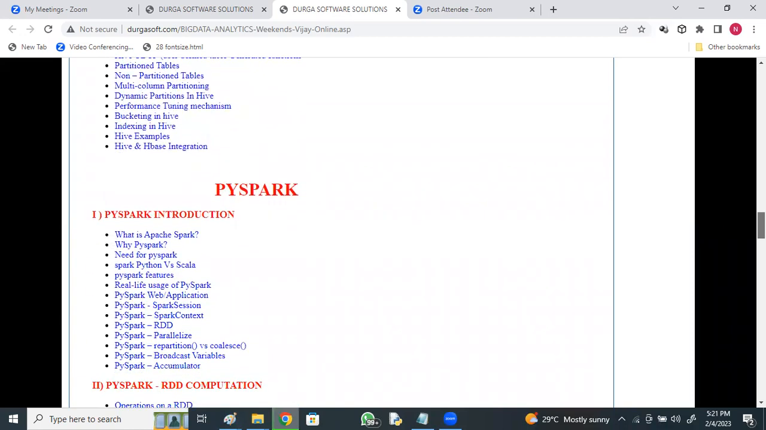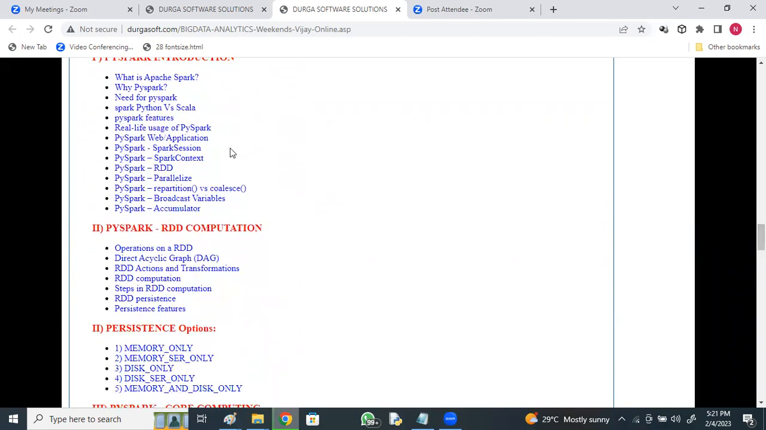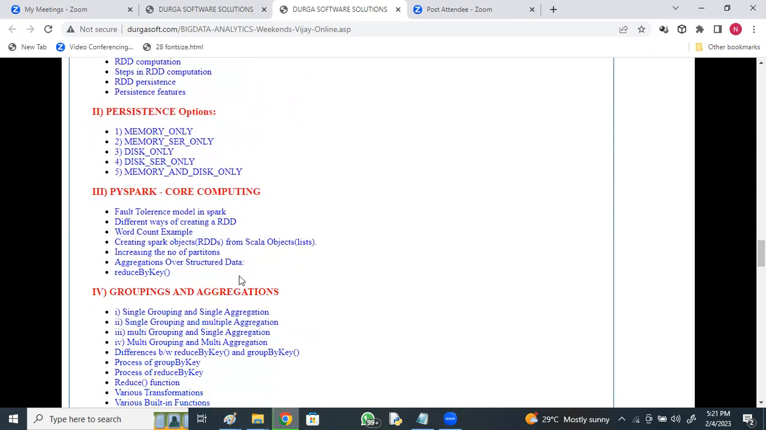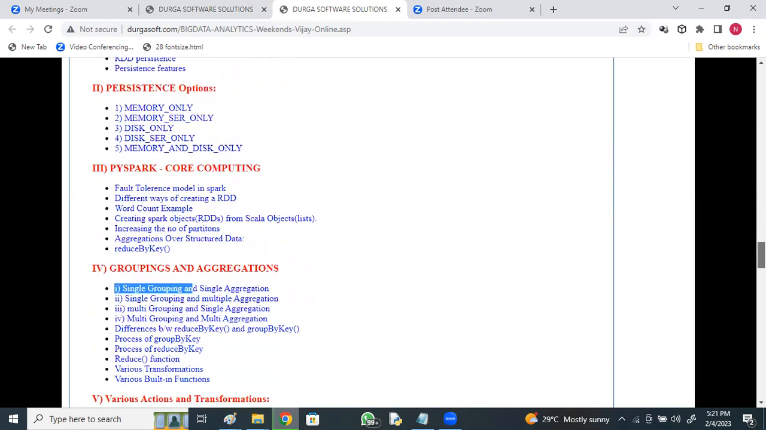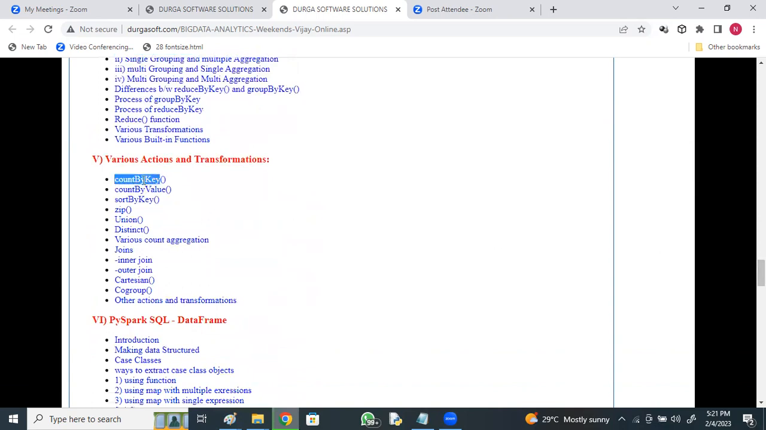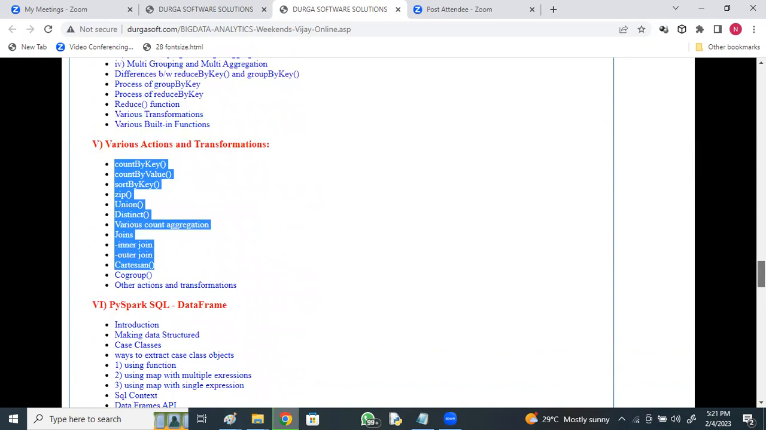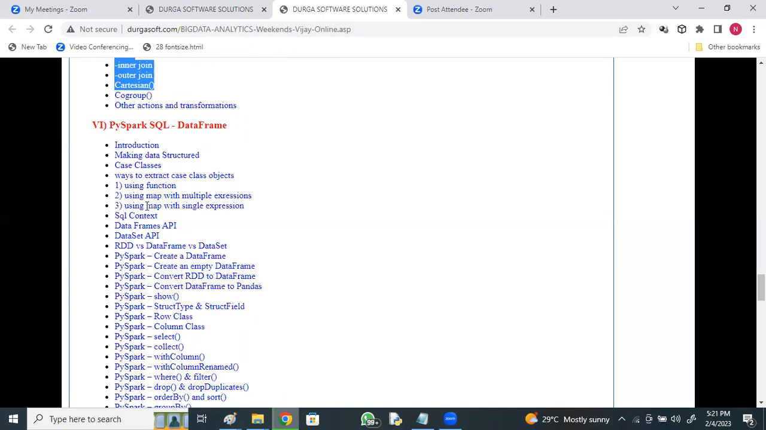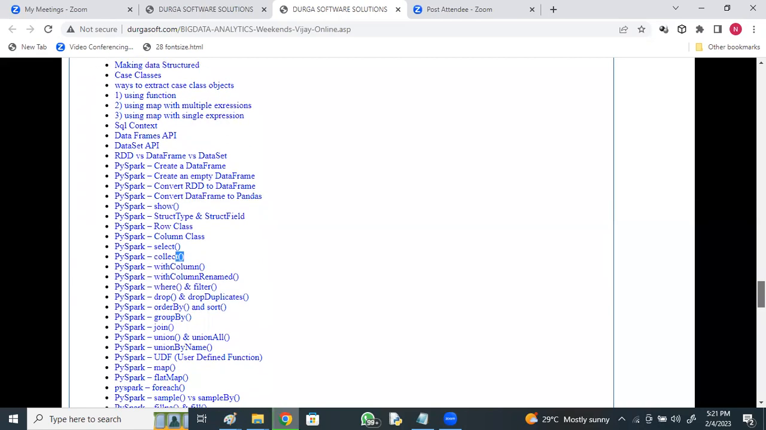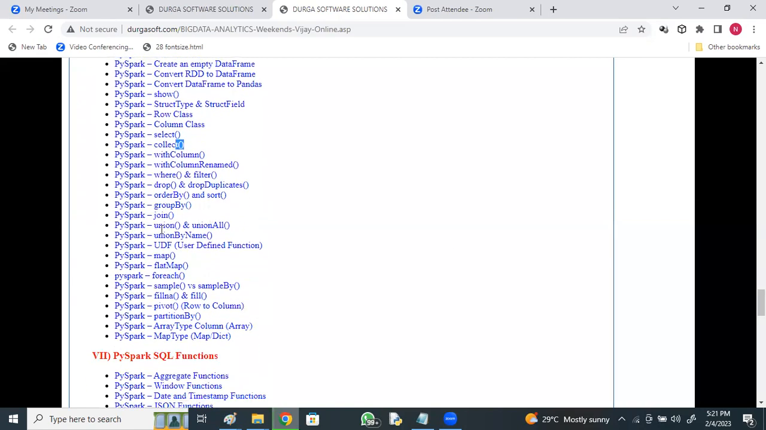And coming to PySpark, right? Apache Spark, PySpark session, context objects, partitioning, broadcast variables, accumulators, actions, transformations, and different persistence options, and core computations, groupings and aggregations, right? Various inbuilt actions and transformations of PySpark, and PySpark DataFrame, right? Using map, creating an empty DataFrame, converting a DataFrame to pandas, Row class, Column class, select, collect, right? With column, where, drop, order by, group by, join, union, UDF, foreach, sample, pivot, all this, right?